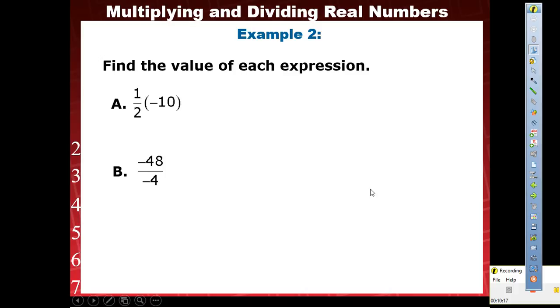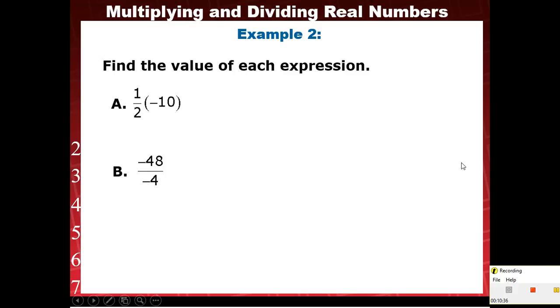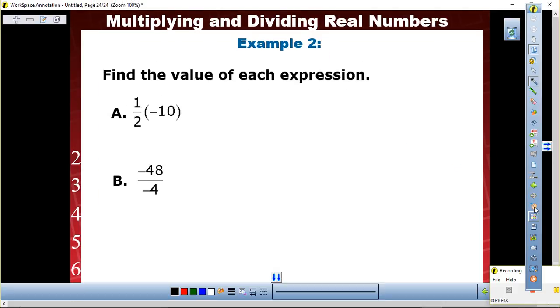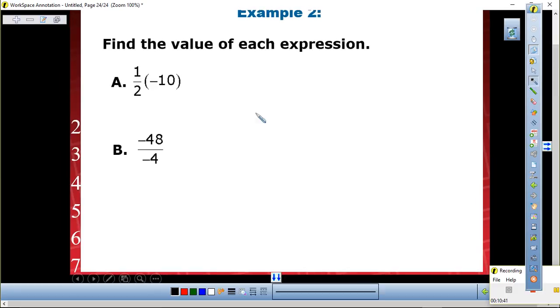All right, so, piece of cake, copy these. Example 2, A and B. You don't have to copy the instructions anymore, we already wrote them on the previous ones. Example 2A is 1/2 times negative 10, and B is negative 48 divided by negative 4. So let's see if you remember from previous years. When you multiply a fraction times a whole number, or I'm sorry, an integer, what do we make this? We make it into a fraction by writing it over 1.